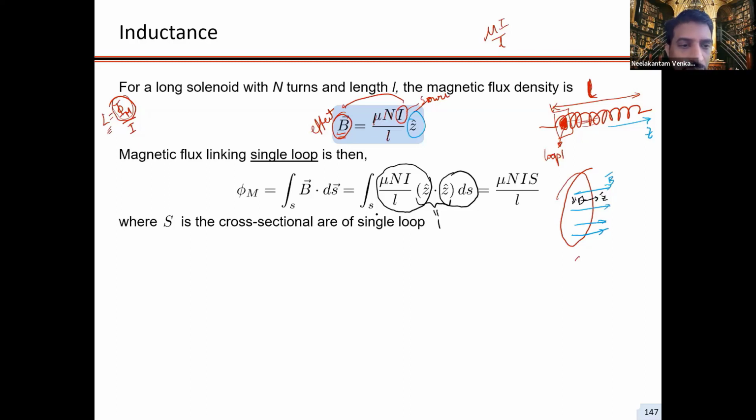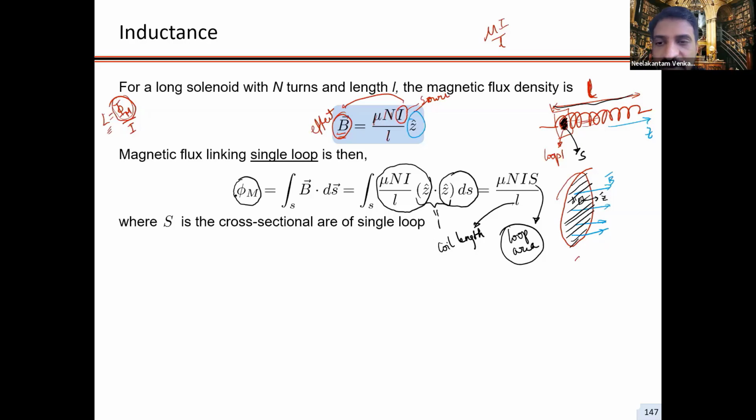This integral over this entire loop is going to be the total surface area. This S is going to be the loop area. L is the coil length. That means this guy is the coil length, and this area is called S. You can call it A or you can call it S, it doesn't matter. So far, so good, guys. So that's the flux that is cutting through a single loop, the one loop that you have zoomed in here.